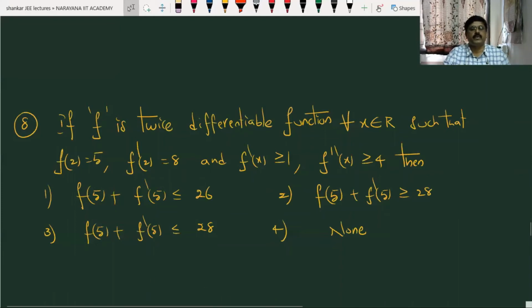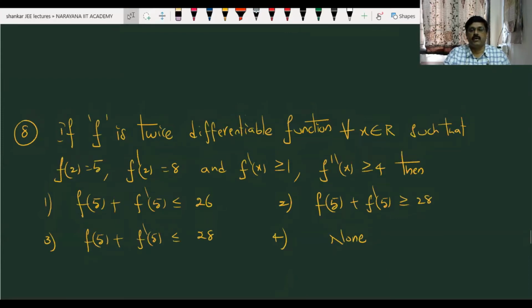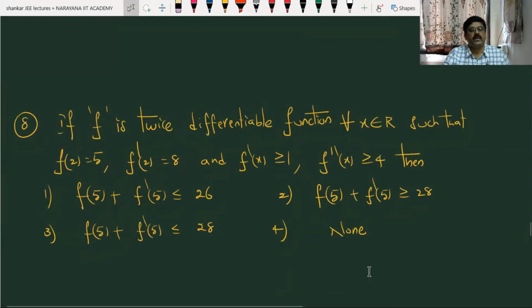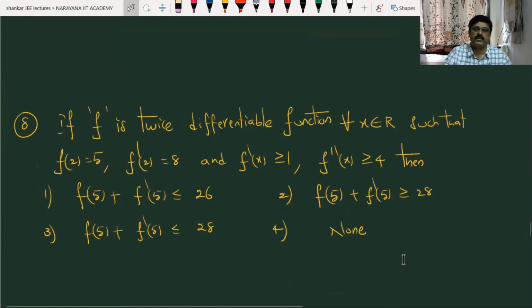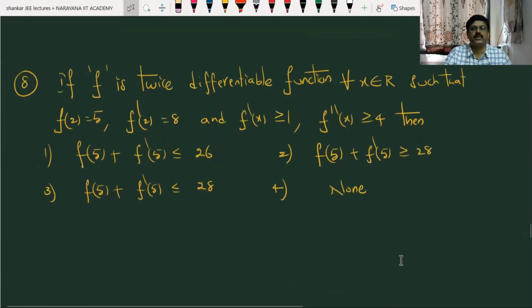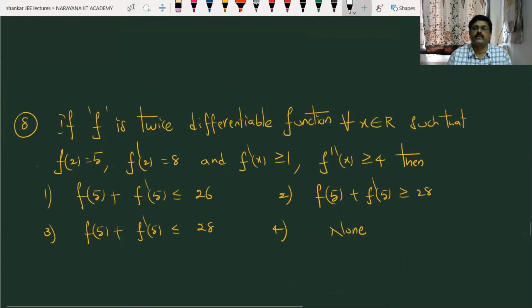Next problem, students, carefully observe. If f is twice differentiable function for all x belongs to R, students, such that f of 2 is equal to 5, f dash 2 is equal to 8, and f dash x is greater than or equal to 1, f double dash x is greater than or equal to 4, then we have to recognize the correct option based on this data. So students, carefully observe how to crack this problem.